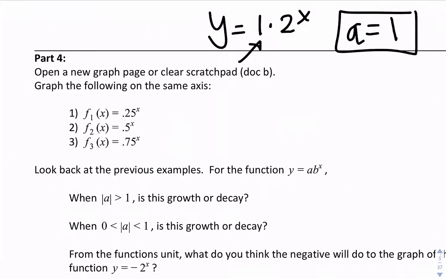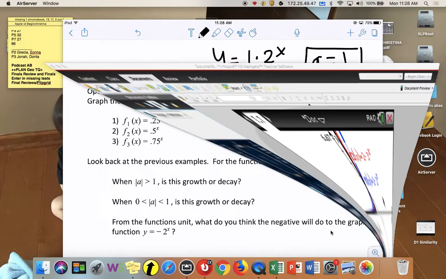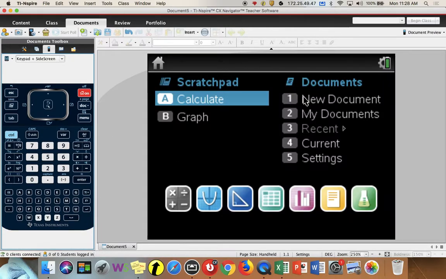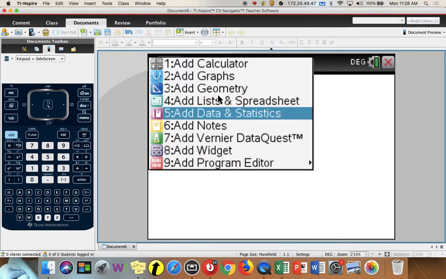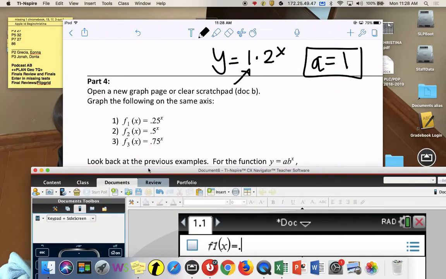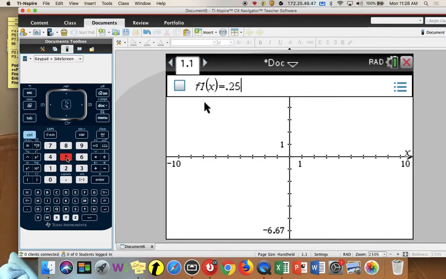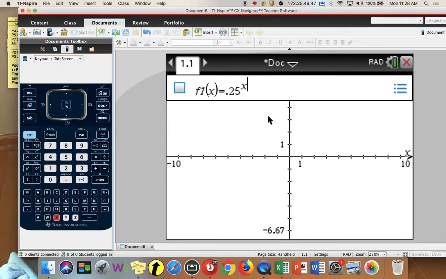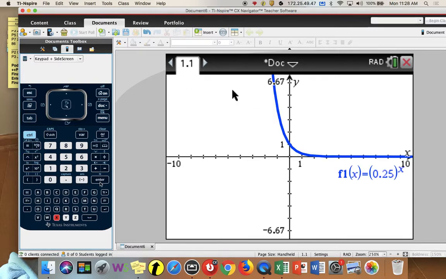Okay, so then next part, open a new graph page, and can you graph the following? What happens if we have 0.25x, 0.5x, and 0.75x? So let's do that. Let's do what was the first one? 0.25x. So here the starting value is 1, and then we have this rate of 0.25. And we can see that instead of growth, it's decay.